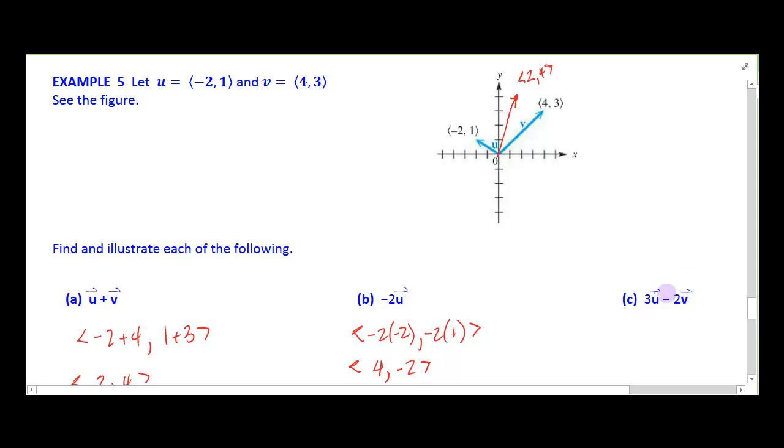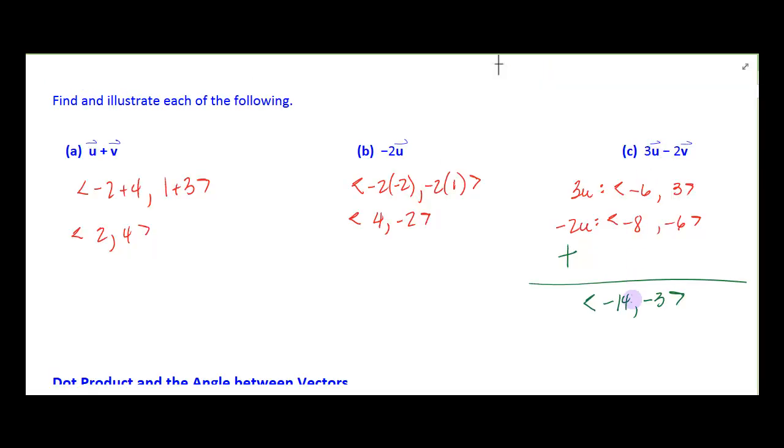Okay, and then I want you to practice this one right here, and we'll come back together and check our solutions. So here is the solution that I have when I take 3 times vector u and subtract 2 times vector v. I end up with -14, -3 for my components. There's maybe 2 ways to work this. But in this first one, when I represented vector 3u, I ended up with -6, 3.